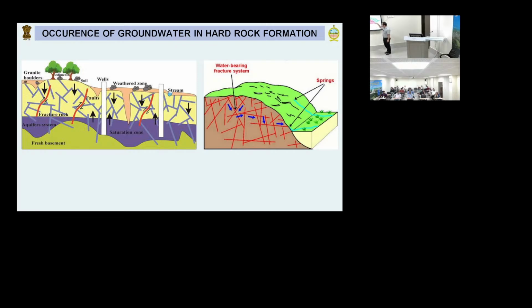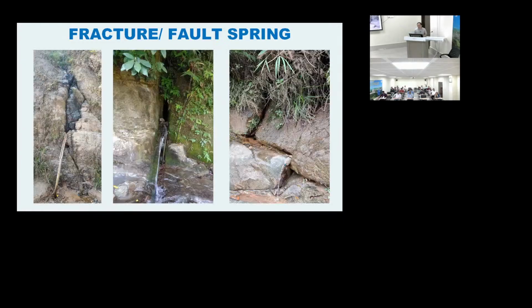When this fracture zone meets the surface, the water naturally comes out. We call those kinds of springs fracture springs. We can see clearly that there is a fracture zone, and then the water comes out. So these are some fracture springs.